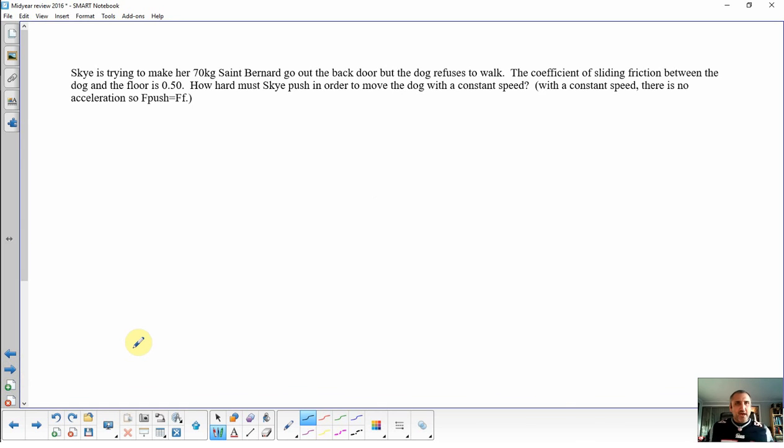Next, Sky is trying to make her 70 kilogram St. Bernard go out the back door, but the dog refuses to walk. I hate when that happens. Coefficient of sliding friction between the dog and the floor is 0.5. How hard must Sky push in order to move the dog with a constant speed? With constant speed, there's no acceleration, so the push force equals the force of friction. Okay. Bad picture.